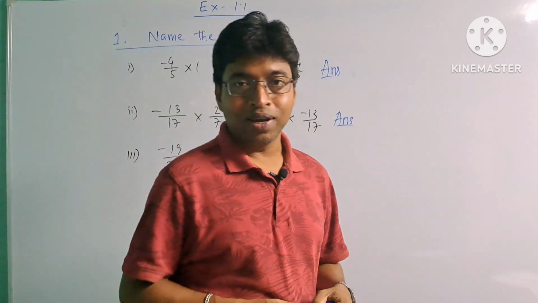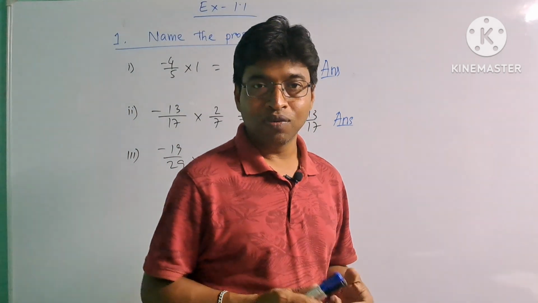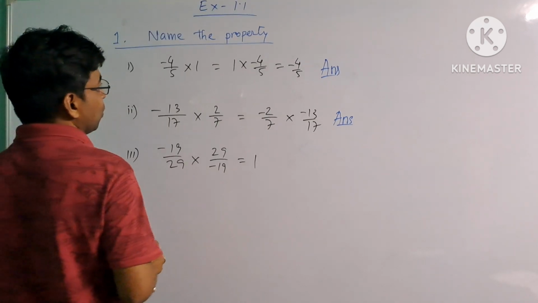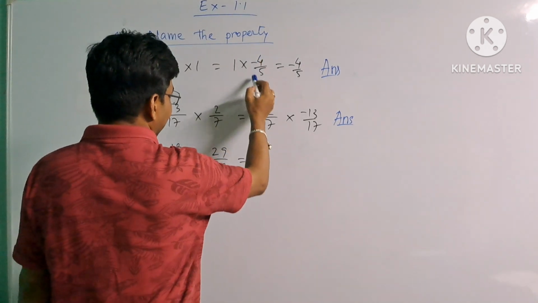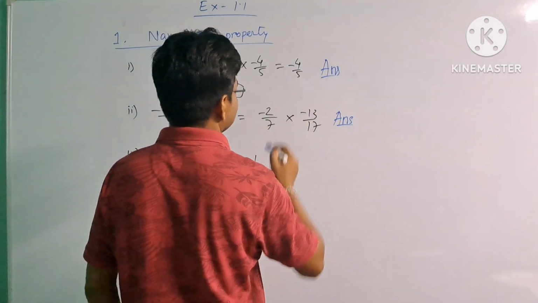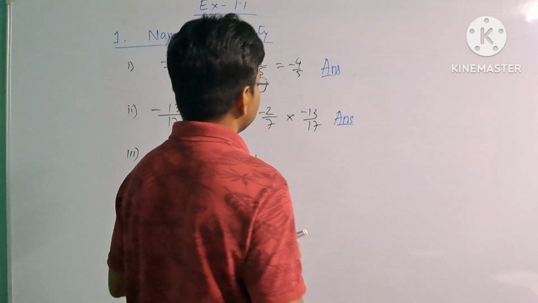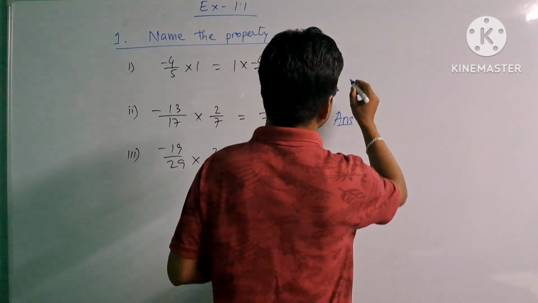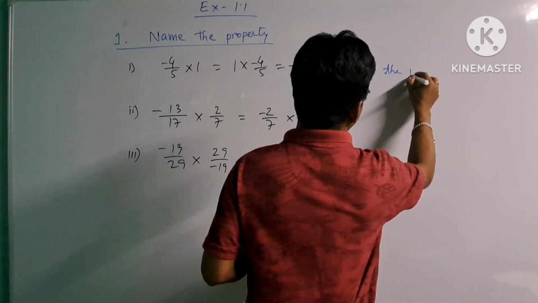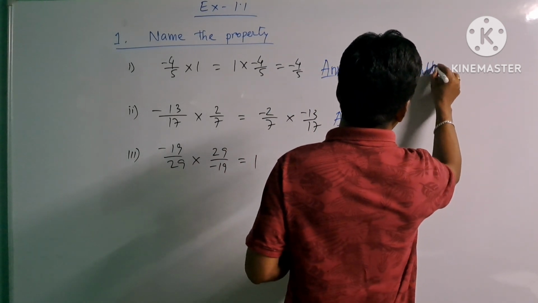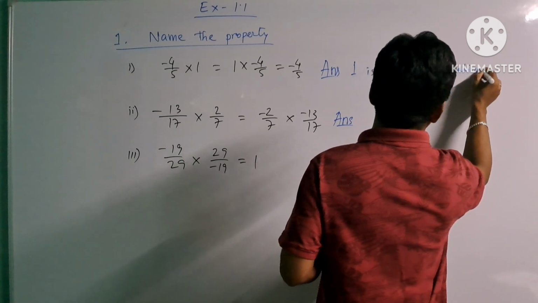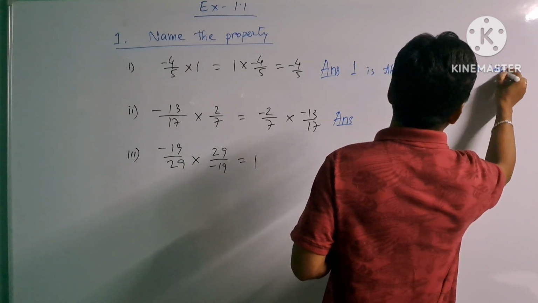We have already learned the role of the 1. If we multiply a rational number with 1, or 1 with a rational number, we will get the same answer. It is called 1 is the multiplicative identity.